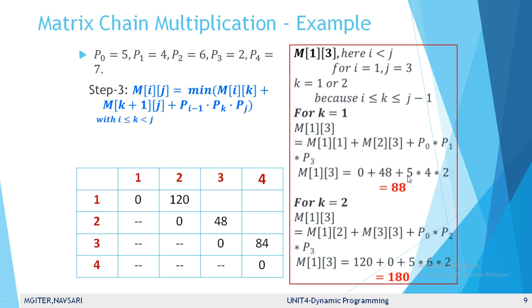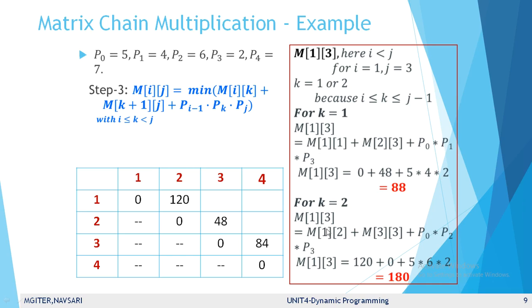48, P0 is equal to 5, P1 is equal to 4, P3 is equal to 2. So 0 plus 48 plus 5 into 4 into 2. 5 into 4 is 20, 20 into 2 is 40. So 40 plus 48 becomes 88. Now we calculate the same calculation for k equal to 2.